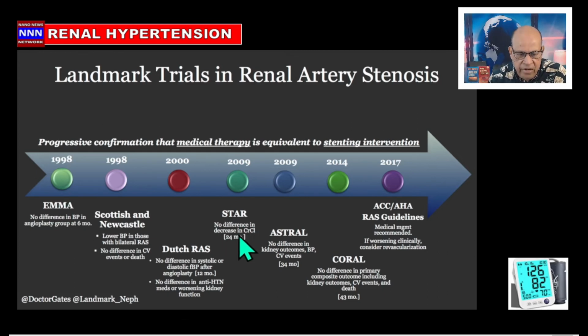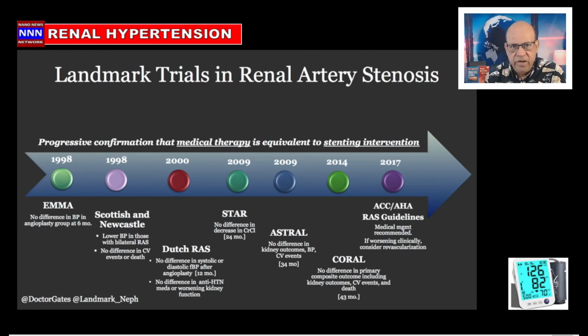No difference in decrease in creatinine clearance after 24 months. No difference in kidney outcomes, blood pressure, CV events after 34 months. In the 2000 and 2015-17 ACC/AHA renal artery stenosis guidelines, medical management is recommended. Let me underscore that one.